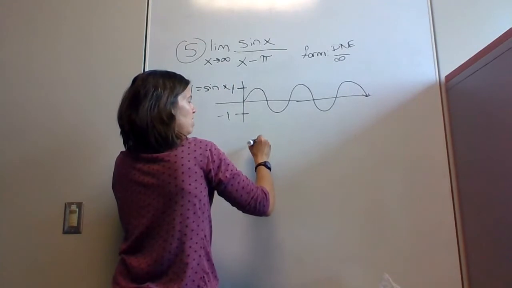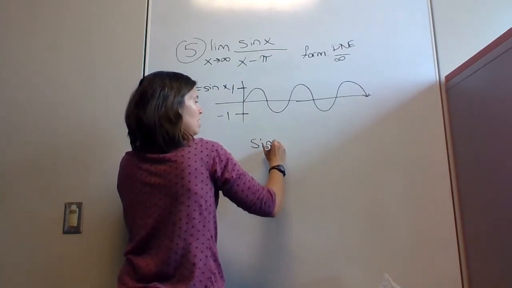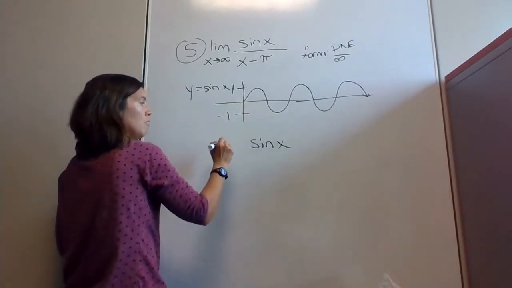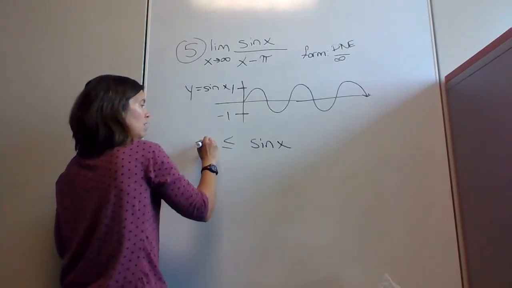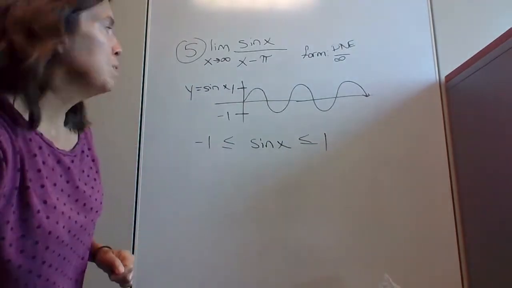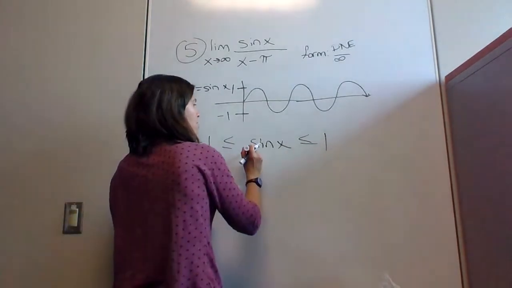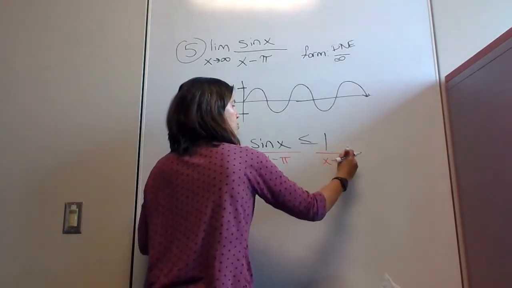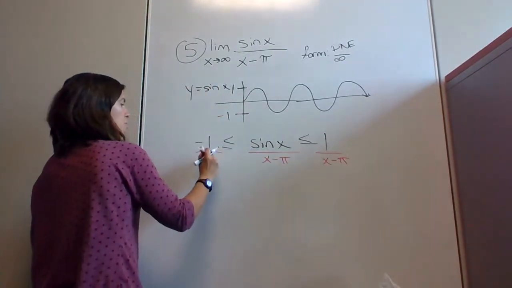We use the squeeze theorem a lot with sine and cosine functions because they're easy to trap, because if you look at this graph, we can trap sine of x between -1 and 1. Well, okay, but that's not quite what we have. What we have is sine x over x minus pi. But I could divide all three parts of this inequality by x minus pi.